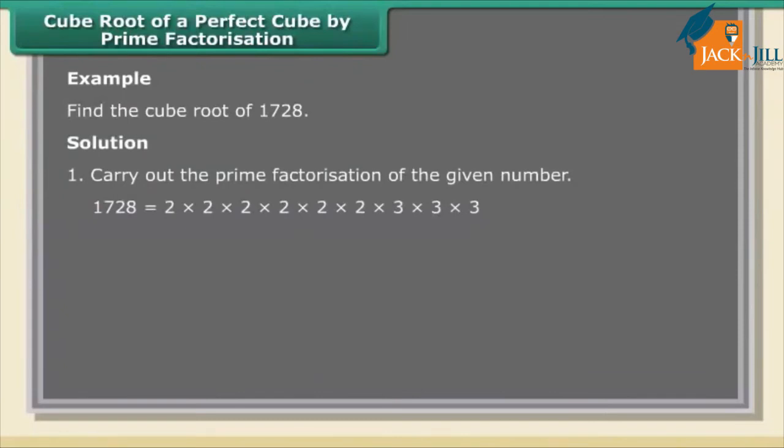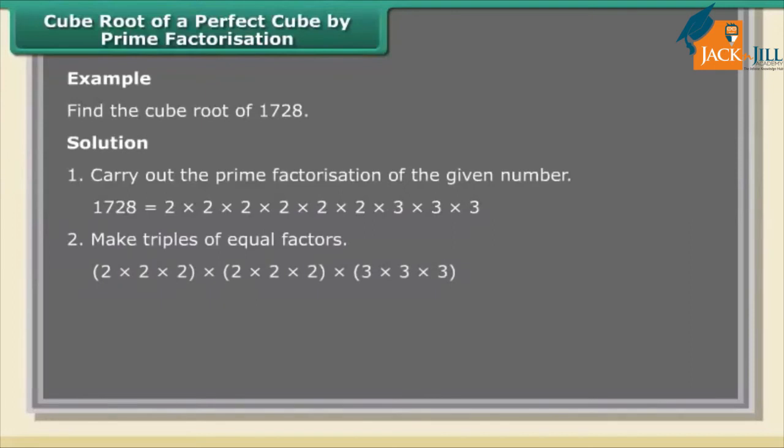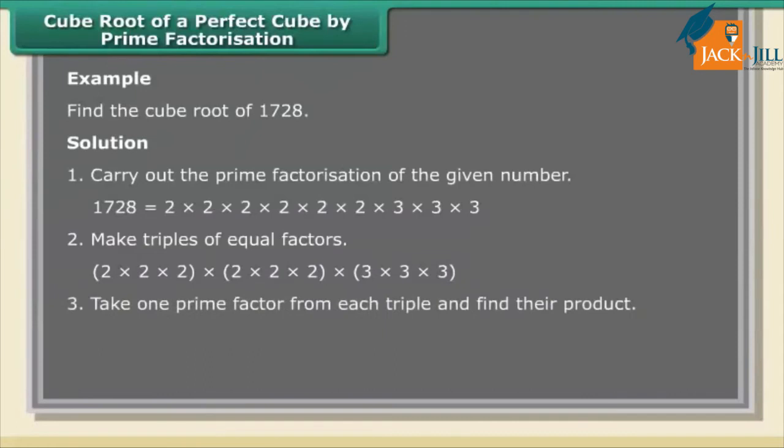1728 is equal to 2 × 2 × 2 × 2 × 2 × 2 × 3 × 3 × 3. Make triples of equal factors: (2 × 2 × 2) × (2 × 2 × 2) × (3 × 3 × 3). Take one prime factor from each triple and find their product.